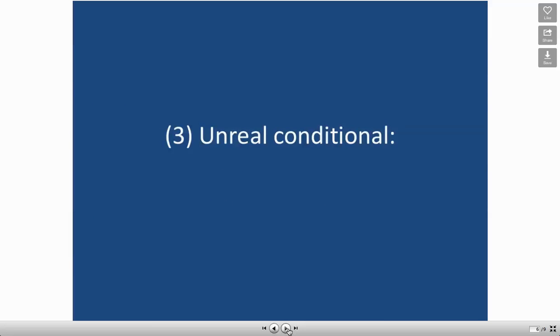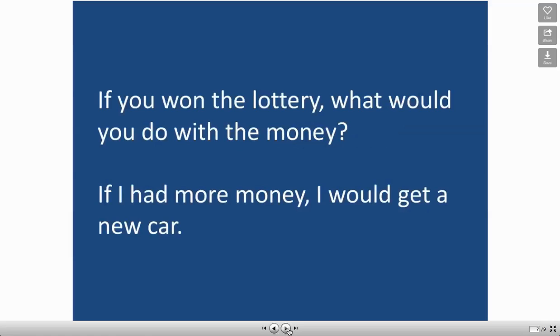Another use of would, which we are going to study later in this course, is unreal conditional. If you won the lottery, what would you do with the money? I would go to Europe. Okay, or I would buy a house. If I had more money, I would get a new car. This is dreaming about something that isn't real, and I use would to describe what I'm dreaming about.